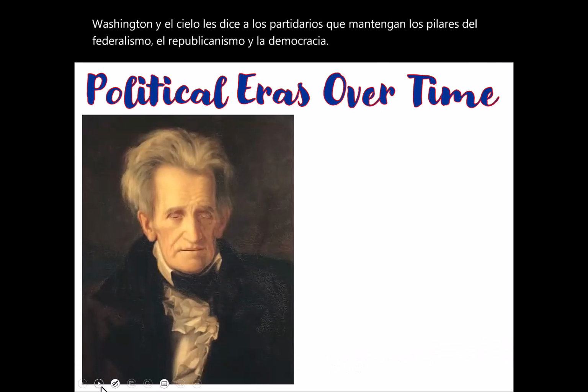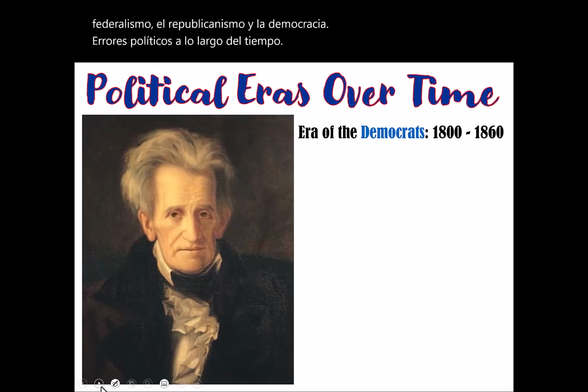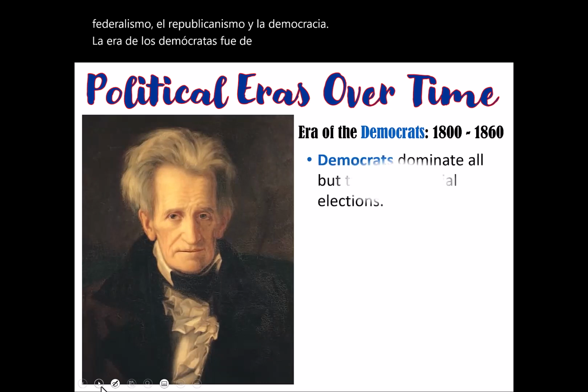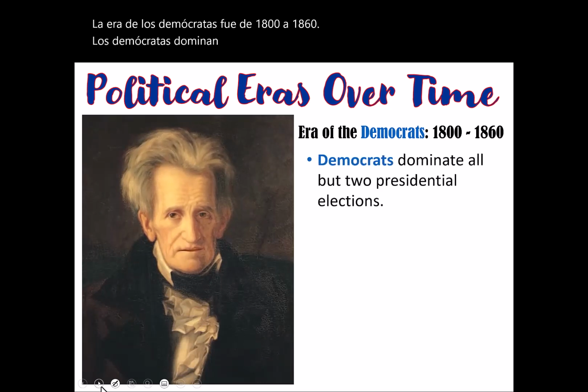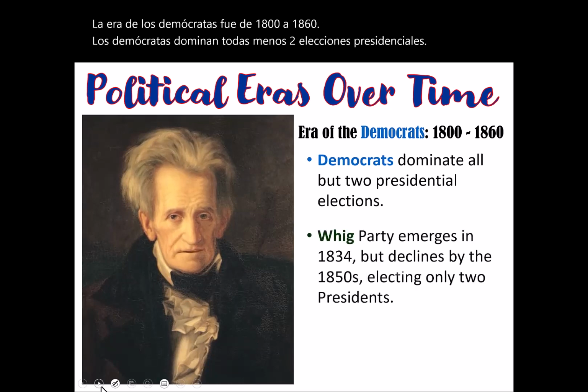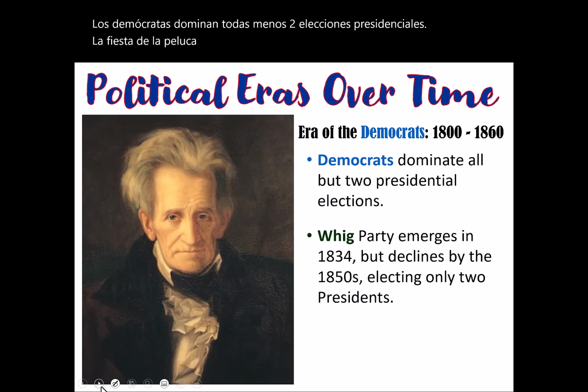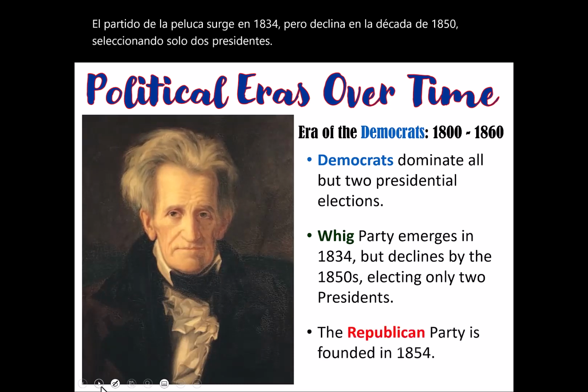Political eras over time. The era of the Democrats was 1800 to 1860. Democrats dominate all but 2 presidential elections. The Whig Party emerges in 1834, but declines by the 1850s, electing only 2 presidents. The Republican Party is founded in 1854.